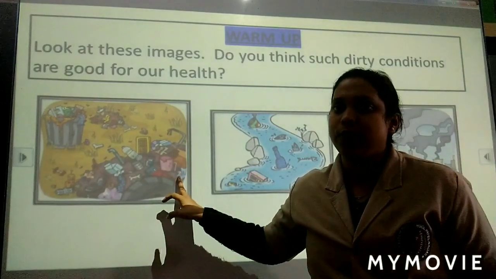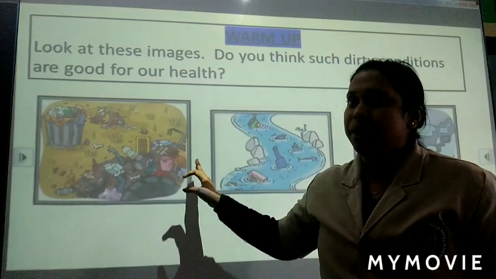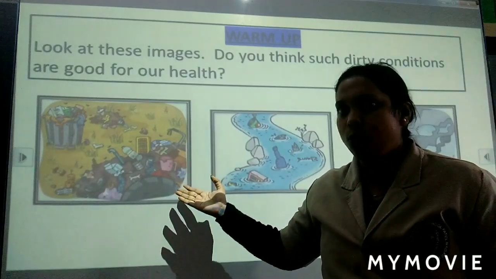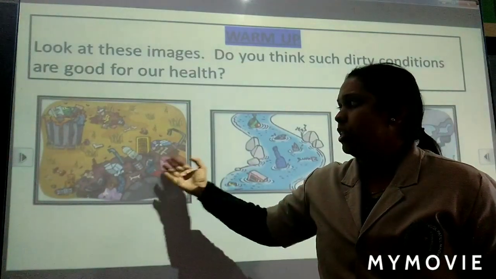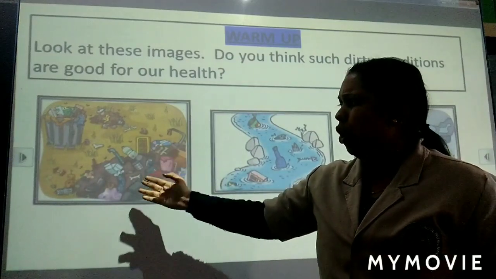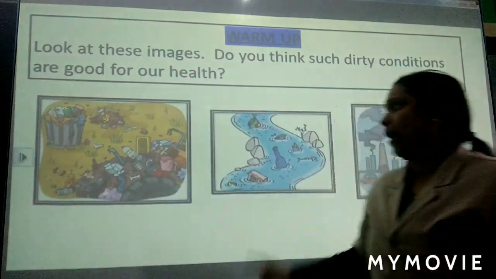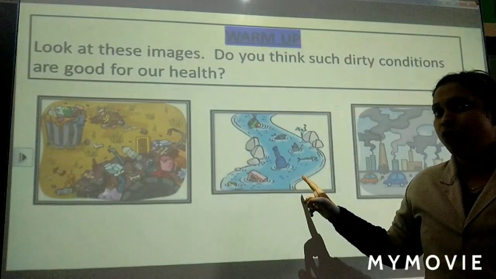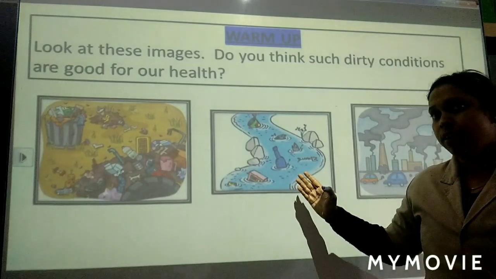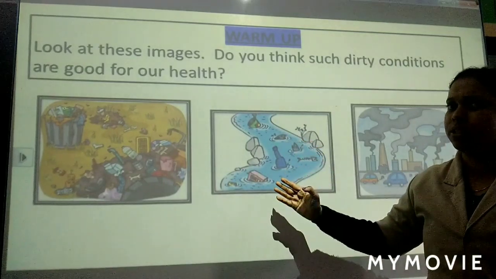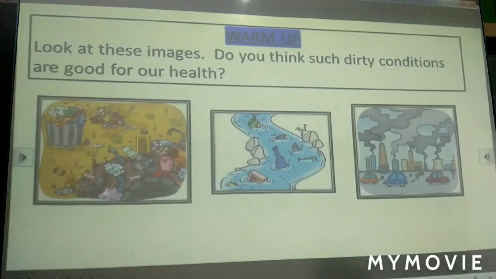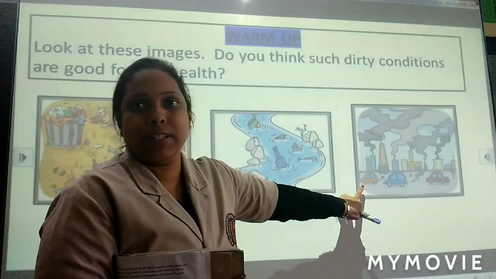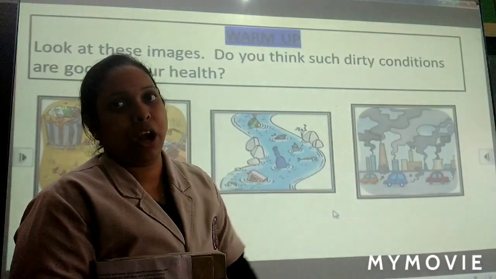So, in the first picture, what you can see? There is a lot of garbage that is spilled all over the land. Okay. There is garbage everywhere. You can see the bottles, flies, all the waste materials. In the second picture, we can see water. And in water, what you can see? Yes, in water there are many waste materials. And in the third picture, you can see the factory, a picture of factory and a picture of vehicles. And what is coming? Smoke is coming out from them.